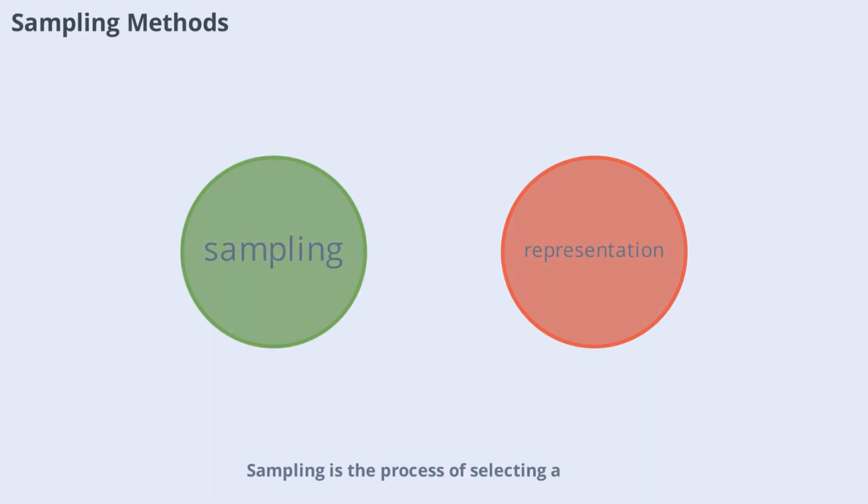Sampling is the process of selecting a subset of individuals from a larger population. Good sampling methods ensure that the sample represents the population accurately. This is crucial for making valid inferences and avoiding bias in research.